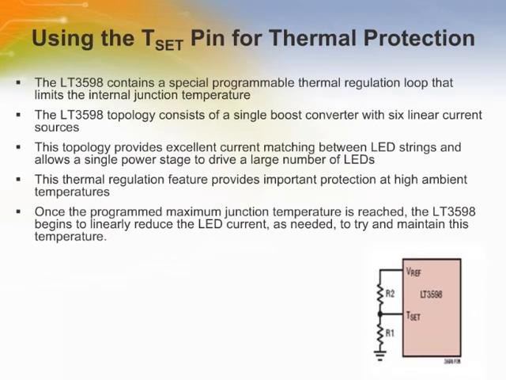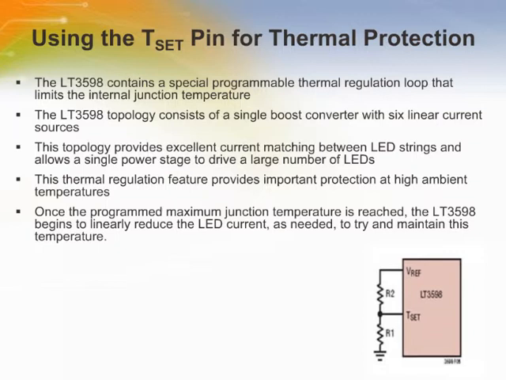The operation of the thermal loop is simple. As the ambient temperature increases, so does the internal junction temperature of the part. Once the programmed maximum junction temperature is reached, the LT3598 begins to linearly reduce the LED current as needed to try and maintain this temperature. This can only be achieved when the ambient temperature stays below the desired maximum junction temperature. If the ambient temperature continues to rise past the programmed maximum junction temperature, the LED current will be reduced to approximately 5% of the full LED current.